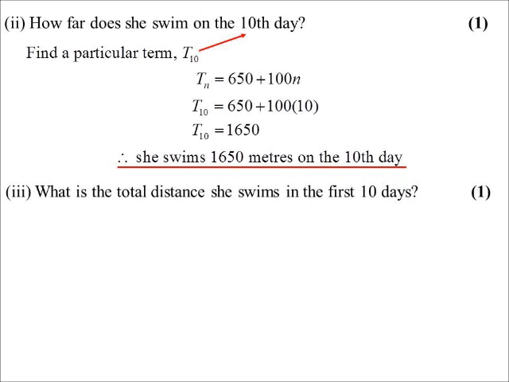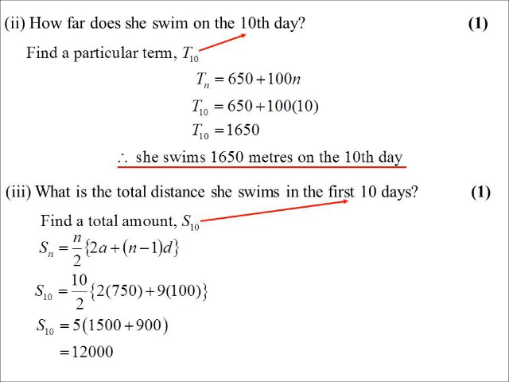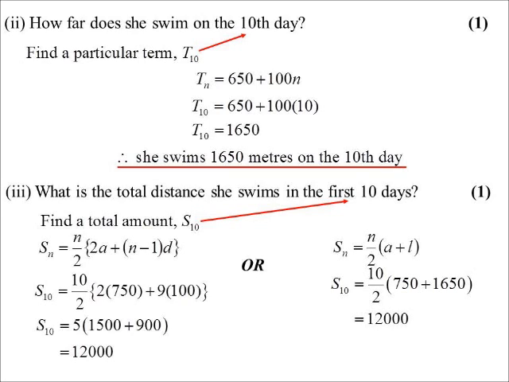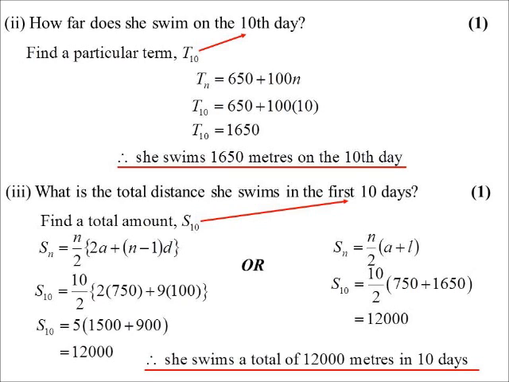Okay. Total distance she swims in the first 10 days. So this now becomes sum to 10. So we're going to find sum to 10. n over 2, 2a plus n minus 1 d. Sub it in. There we go, 12,000. I could have used n over 2, a plus l. Amazingly, it comes up with the same answer. So in 10 days, a total of 12,000 metres.